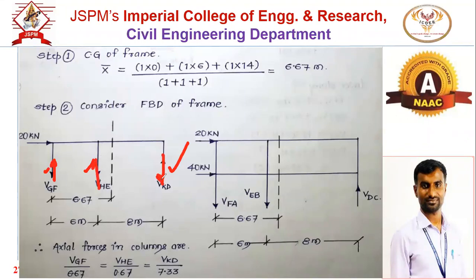After the calculation, if the answer is minus, modify the direction. आता सांगा मला, this is the assumption. After the calculation, suppose VGF हा जर आला मायनस, तर काय मॉडिफाय करणार सांगा डायरेक्शन. After the calculation using this direction, if the answer for VGF, axial force in this column GF, is minus, then what will be the modification in the direction? सांगा.